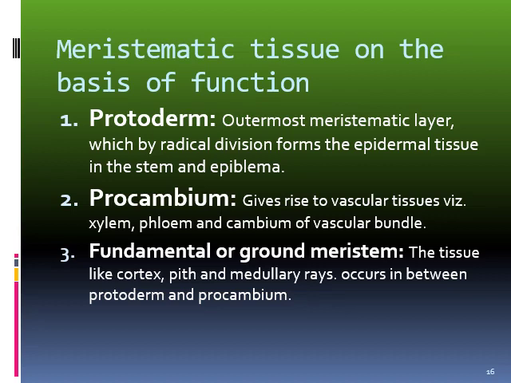The next we have fundamental or ground meristem. These are the meristematic tissues that become differentiated into hypodermis, cortex and pith. So these are called ground meristem. The cells of this region are large, thin-walled, living and isodiametric. In later stages they are differentiated into the above mentioned structures such as hypodermis, cortex and pith, endodermis and pericycle. In addition to this, medullary rays.